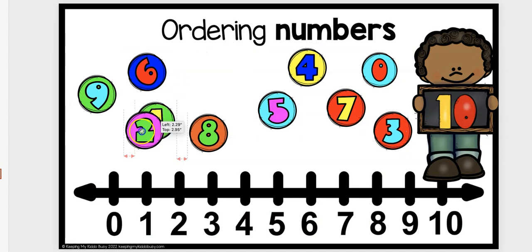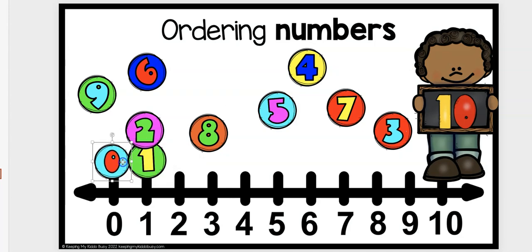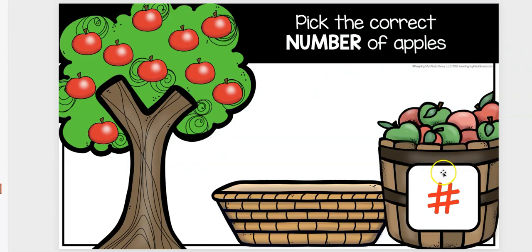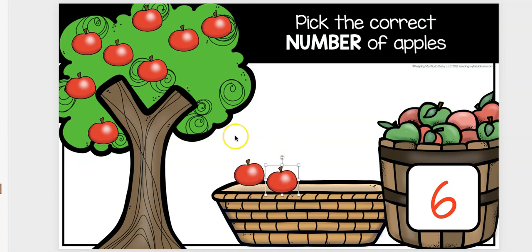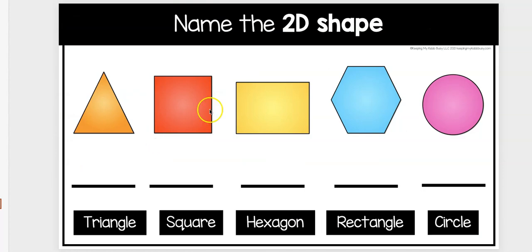At the beginning of the year in September, we are practicing ordering numbers. So you can drag and drop the numbers to the number line. We are practicing one-to-one correspondence. You can type a number into the box. So let's say 6, and then you can pick 6 apples from the tree. And again, all the pieces will be back into their original position every day since you're not saving.